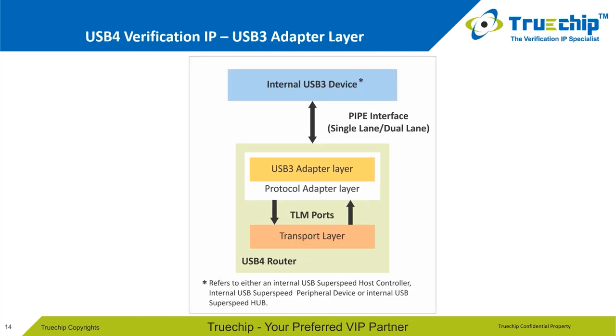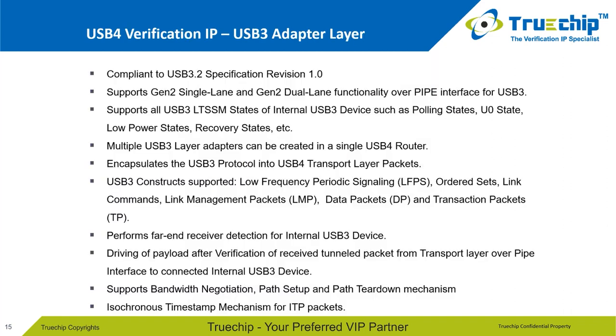This is the diagram for the USB 3 adapter layer. Here the internal USB 3, which can be a host or a device, is connected over the USB 3 adapter layer, which is connected to the transport layer using TLM ports. The USB 3 protocol adapter tunnels the USB 3 traffic coming from the internal USB 3 device and sends it to the transport layer in transport layer packet format using TLM ports.